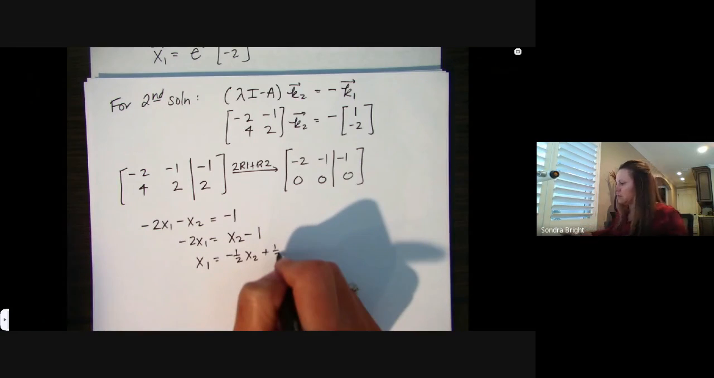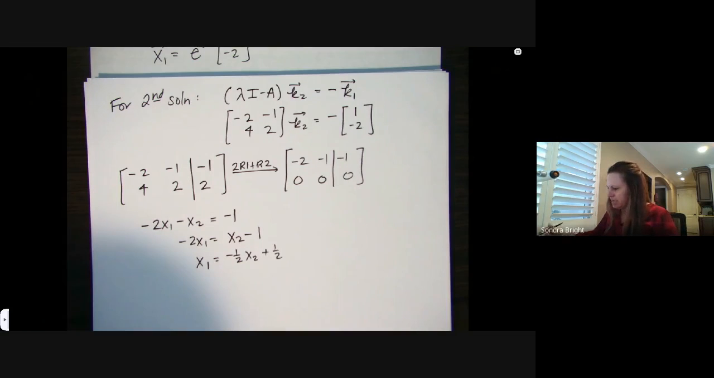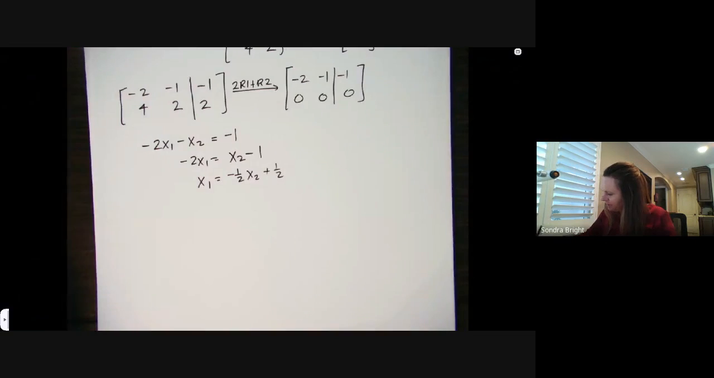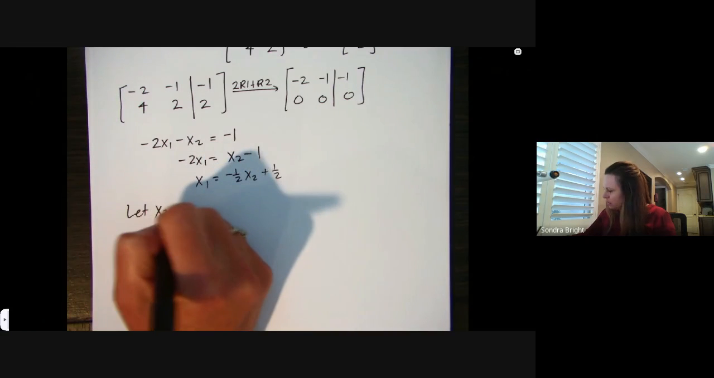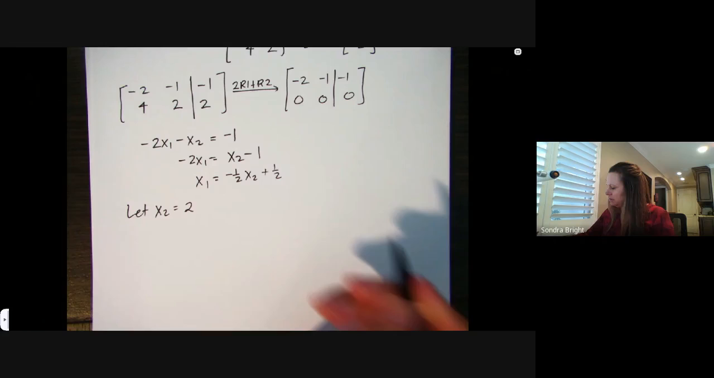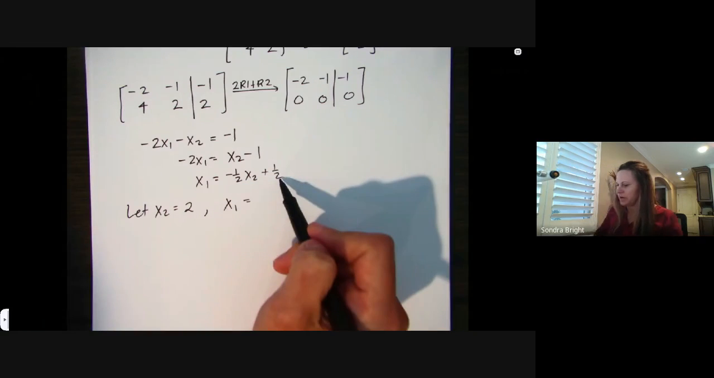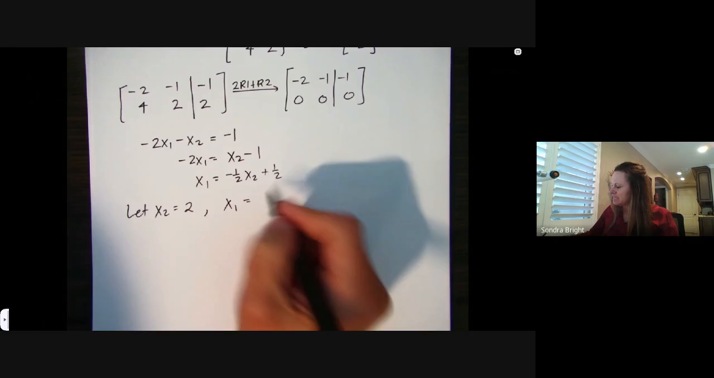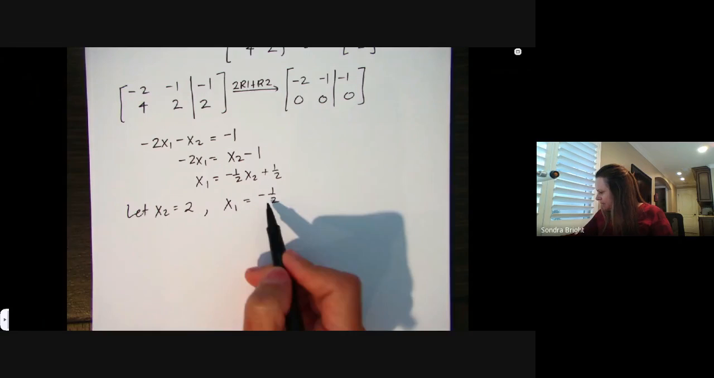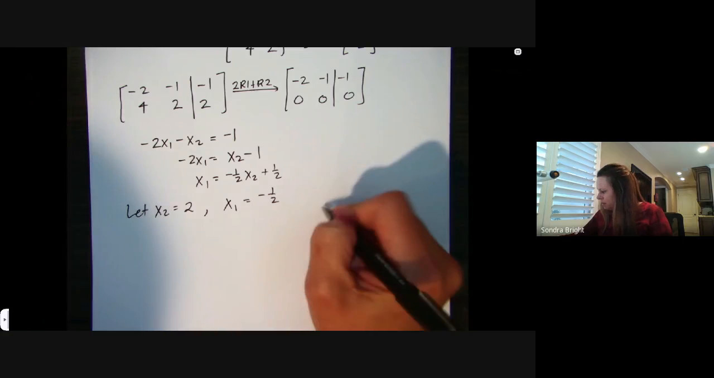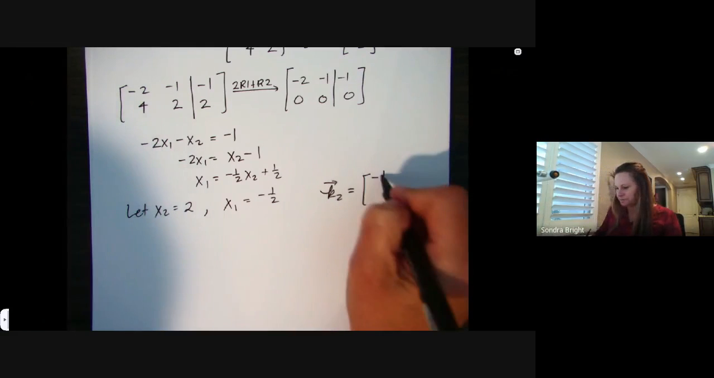All right, so we're going to choose just a nice value to make it friendly on us. How about if I let x2 equal 2? Well, then x1 would equal -1. Oh, I guess I didn't make it that friendly, but oh well. All right, so I got x1 is equal to -1/2, and x2 is 2. So that means my K2 is going to be -1/2 and 2.